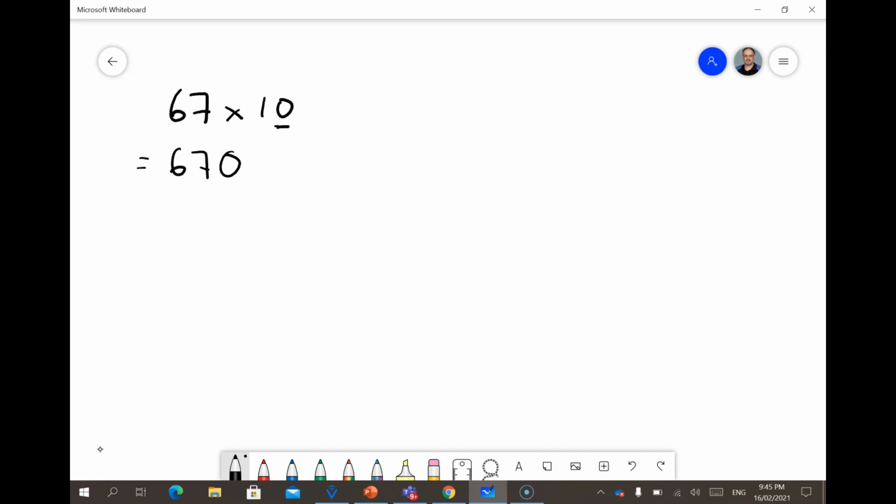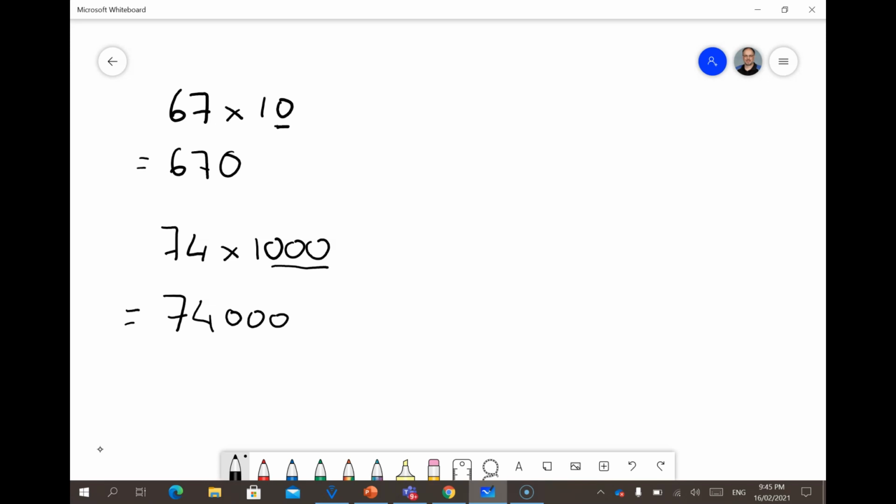And that works with any number of zeros in your multiple of 10. So another example, we have 74 multiplied by 1000. We simply have our first number, 74, and we have 3 zeros on the multiple there. So we'll have 3 zeros on the end, and that would be the very simple answer to that. So that's a very quick method for multiplying any number by a multiple of 10.